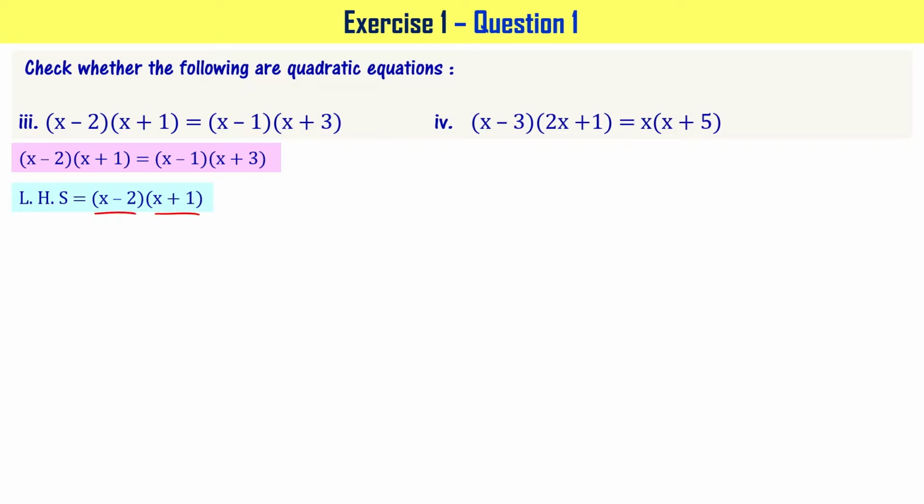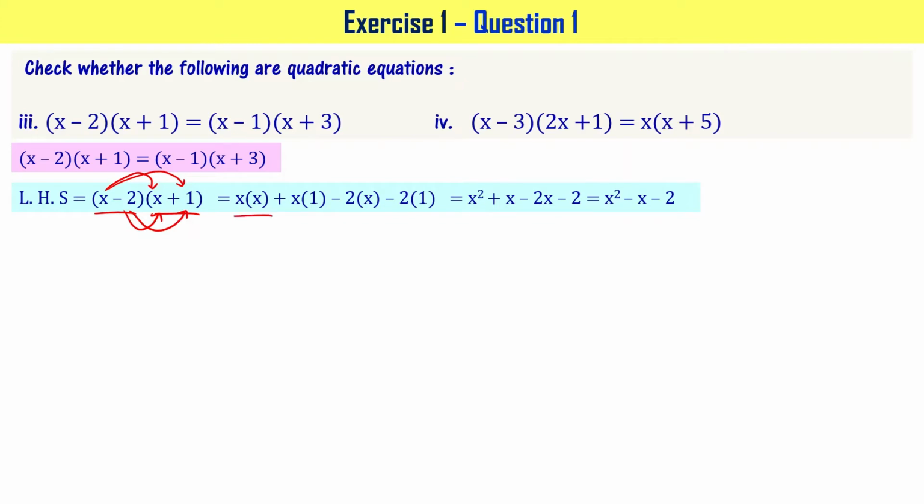Now let's multiply these two terms such that we can write it as x times x plus x times 1 minus 2 times x minus 2 times 1, right? When you do that, you can further simplify it such that I can write it as x times x as x square and x times 1 as x, minus 2 times x is minus 2x and minus 2 times 1 is minus 2, right?